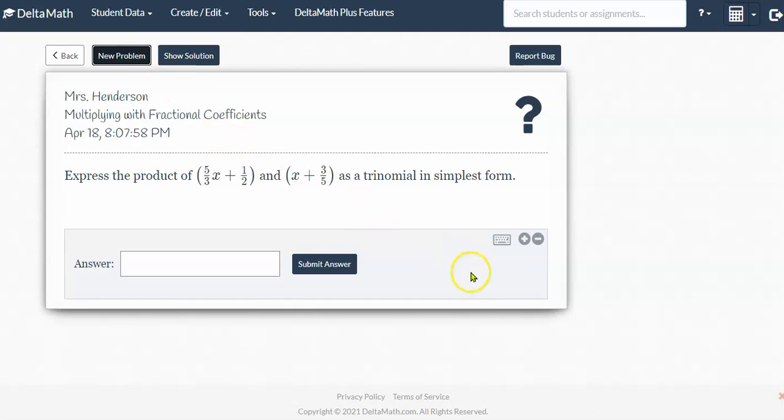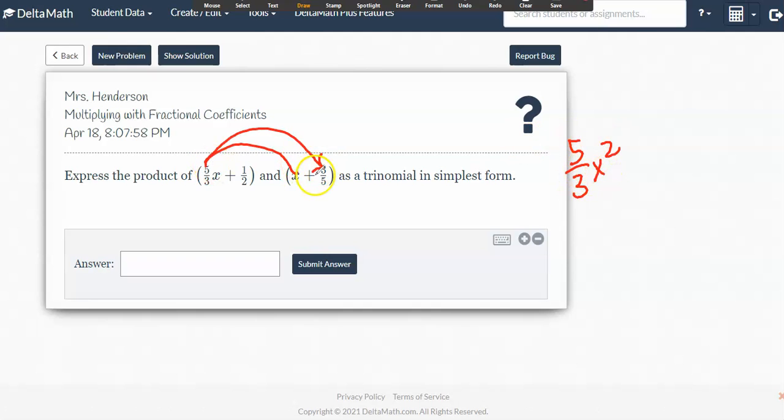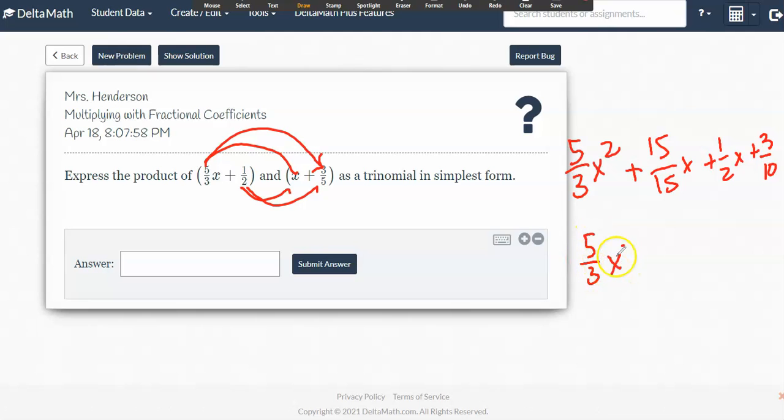So let's try a new one. All right, 5/3 x times x. It gives me 5/3 x squared. 5/3 x times 3/5 is 15/15. Oh, not so bad. That's 1. 1/2 x and 3/10. Okay, so it looks like I'm going to get 5/3 x squared plus 1 and 1/2 x, right? This is going to be 1.